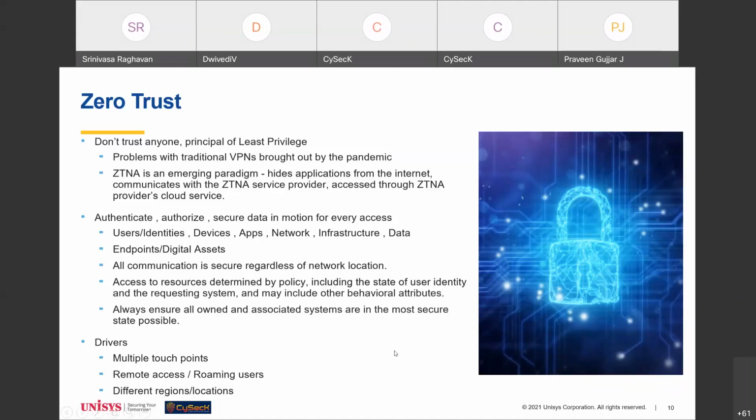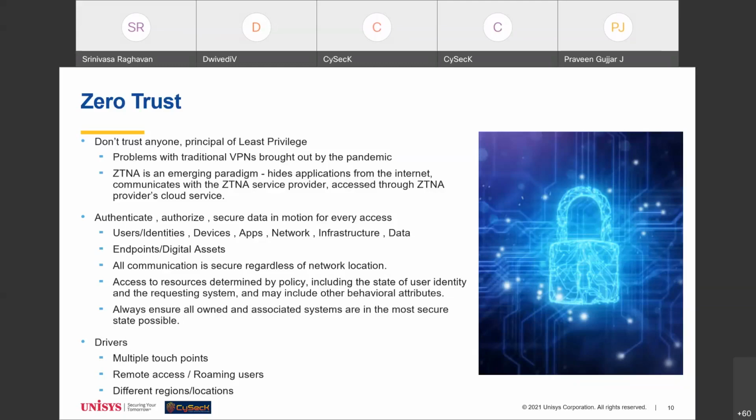Now coming to zero trust, some of the principles are: don't trust anyone. It always goes with the principle of least privilege, because these were thought of because there were a lot of problems with traditional VPNs. It's an emerging paradigm that hides applications on the internet, and it communicates with the ZTNA service provider through the cloud service. Every time, it authenticates, authorizes, and secures data in motion for every access. This covers users and identities, your devices, your network infrastructure, data, and then your endpoints and digital assets. All the communication is secure.